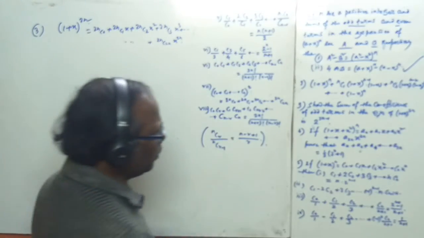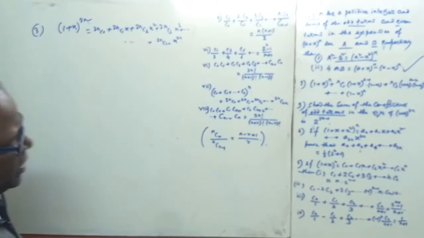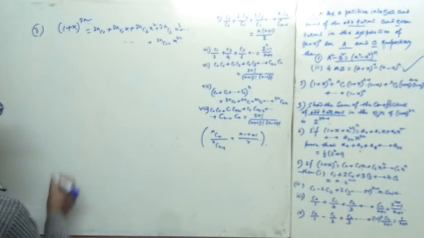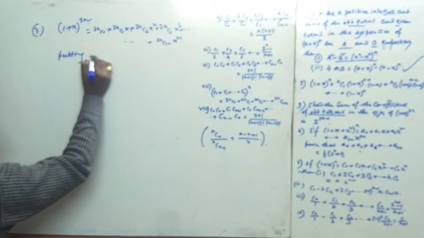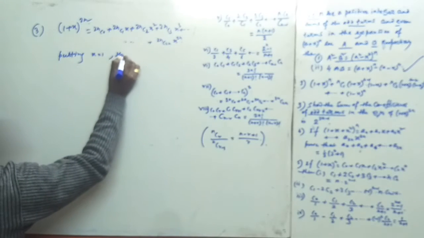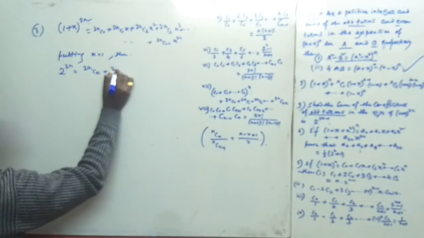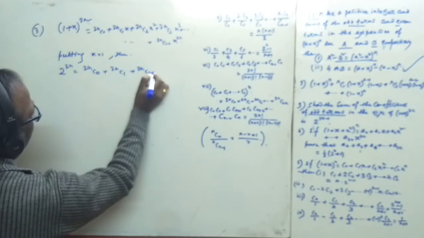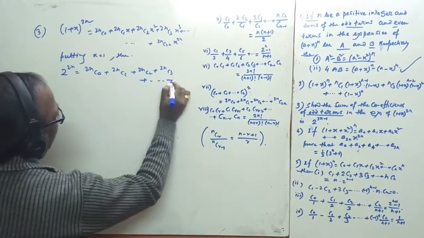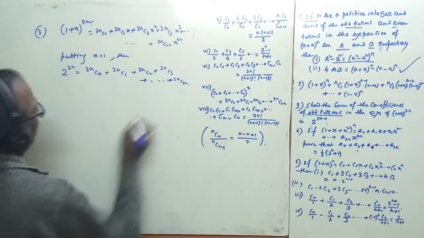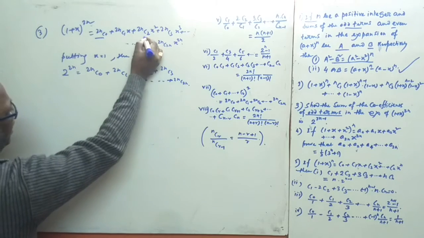Now we have to show the sum of the odd term, the coefficients of the odd terms. Putting x equal to 1, then we get 2 to the power 2n, and that is equal to 2nC0, 2nC1, 2nC2 and 2nC3, like that, plus 2nC2n. See, the sum of the odd term. This is the odd term, first and second.